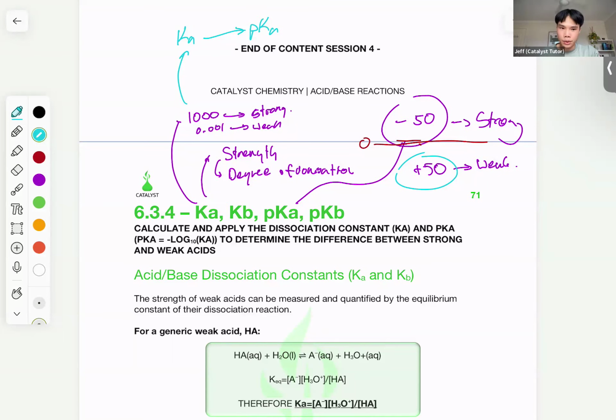pKa, can it be 0? Yes, it should be able to. If you have a Ka of 1, negative log 1, yeah. So if you have negative log 1, that would be where you have a pKa of 0. Any questions there to start? What pKa, pKb, and Ka-Kb actually are?